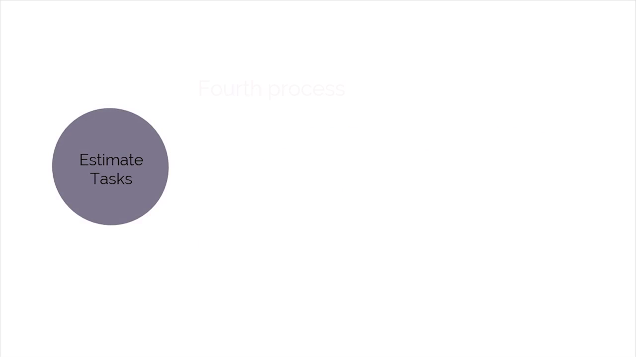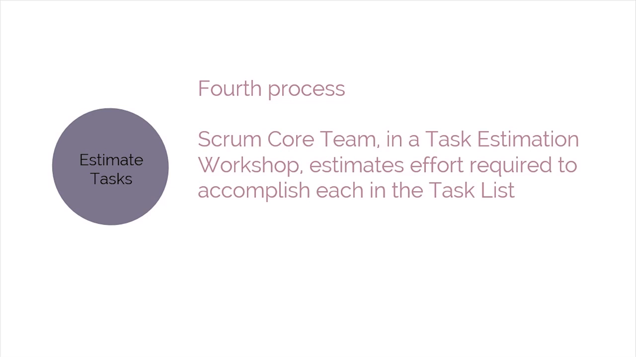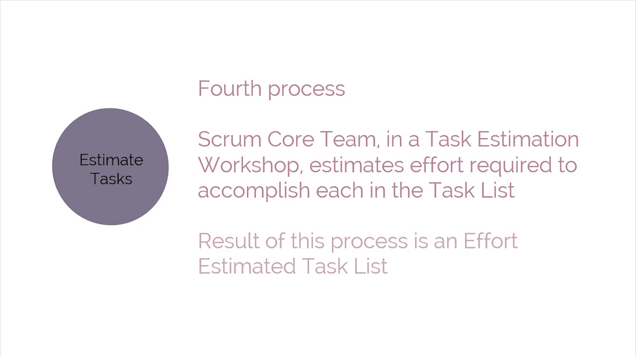Estimate Tasks is the fourth process. During this process, the Scrum core team, in a task estimation workshop, estimates the effort required to accomplish each item in the task list. The result of this process is an effort-estimated task list.